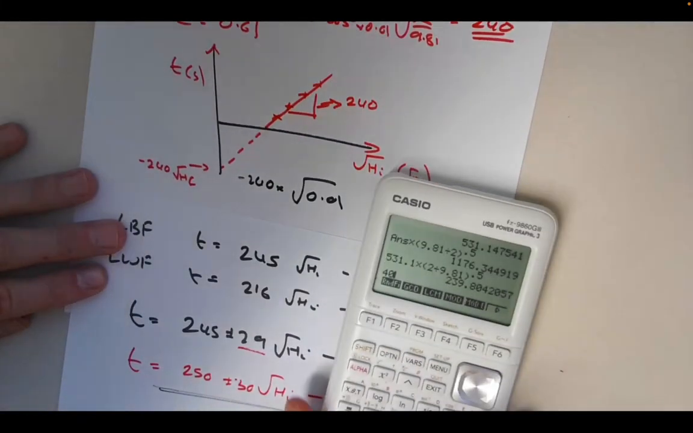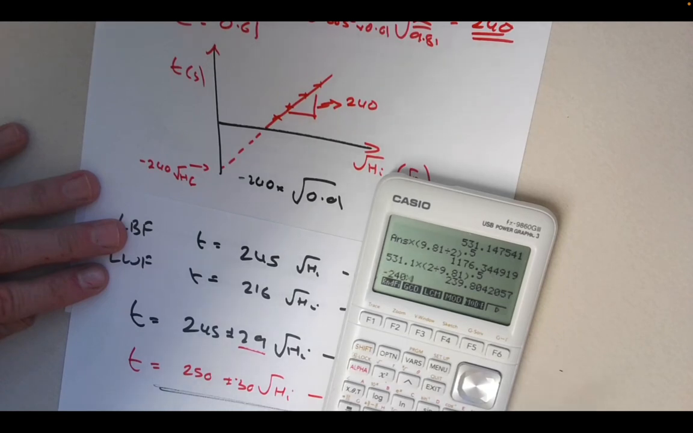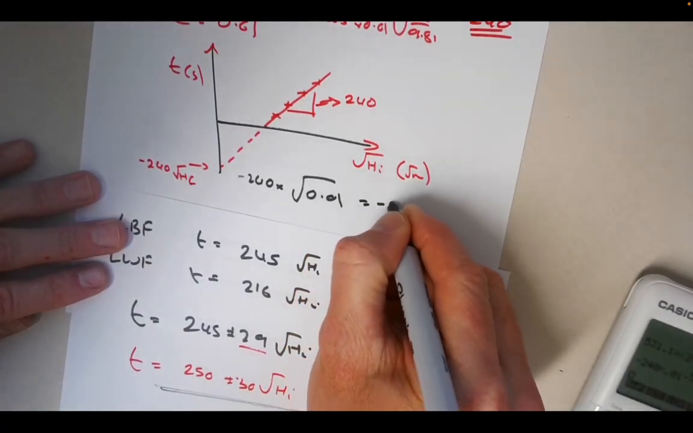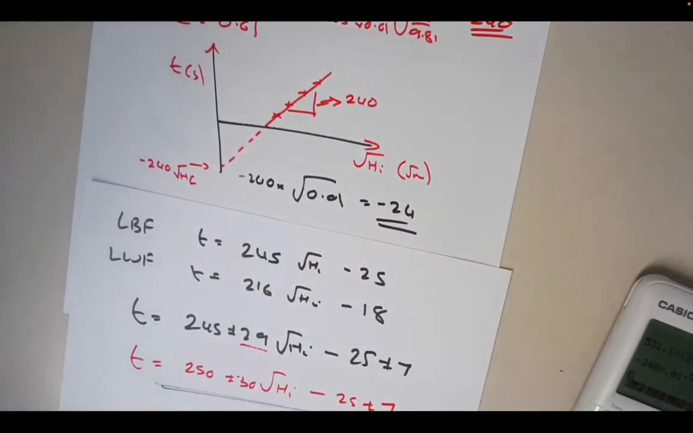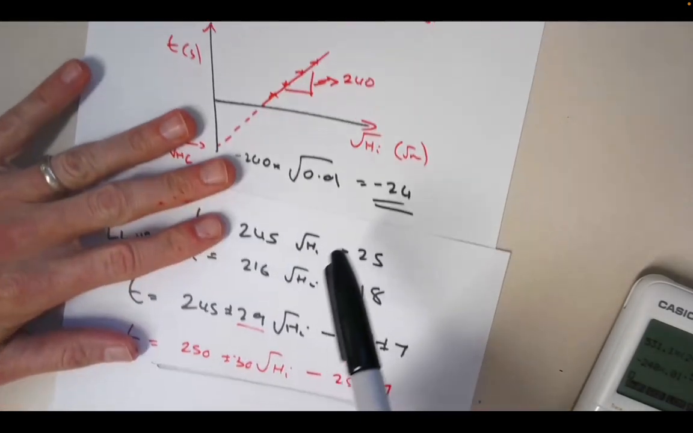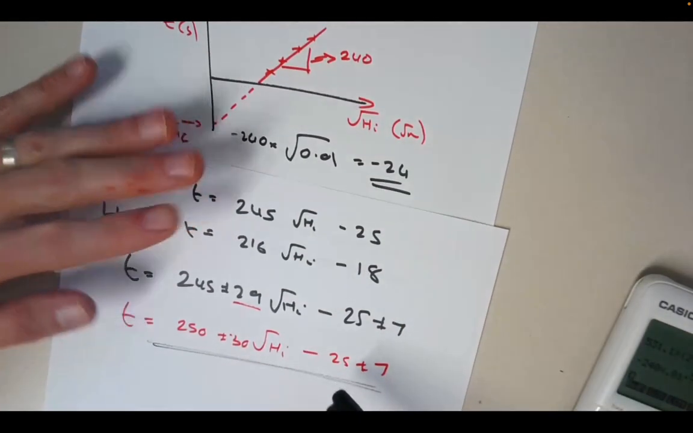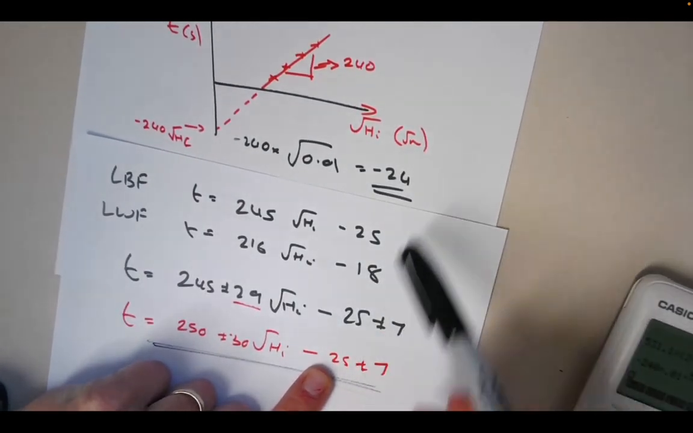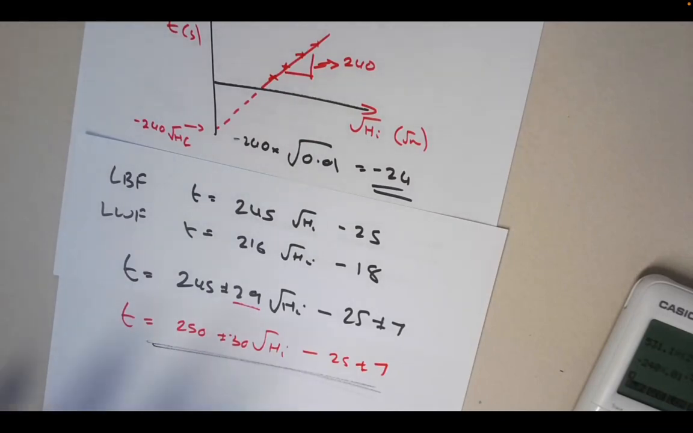Let's go to the calculator. Negative 240 times 0.01 to the power of 0.5. It comes to be negative 24. Interesting. Okay, check that out. Look at that. Negative 24, negative 25 plus or minus 7. That is a spectacular result. Okay, so you can sort of see the results there do match quite well.